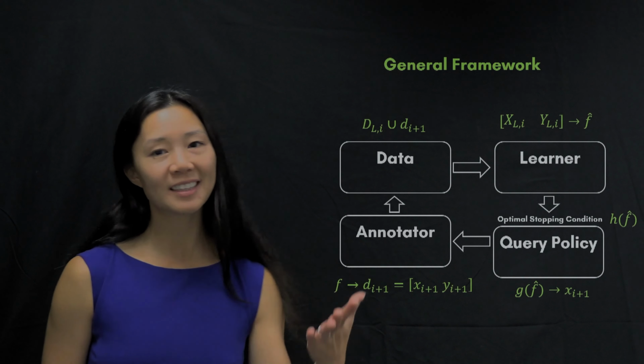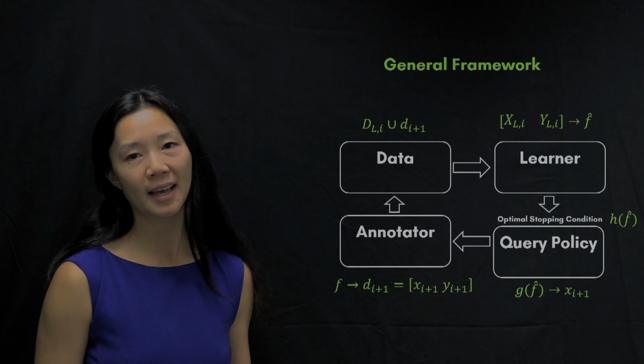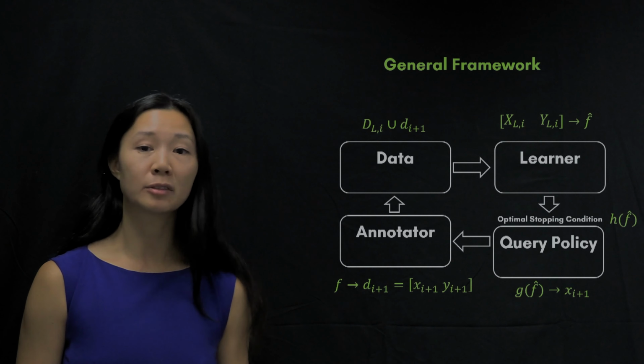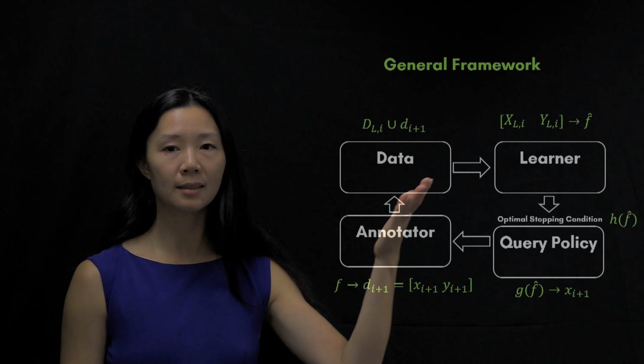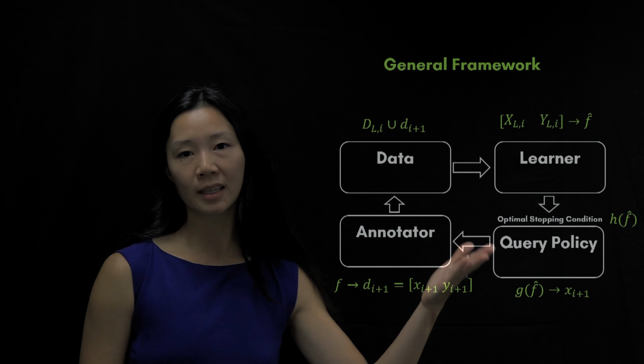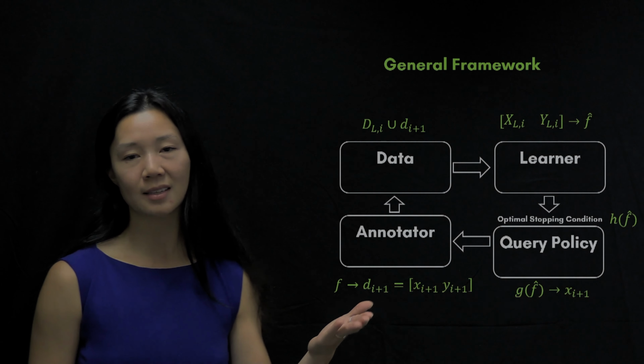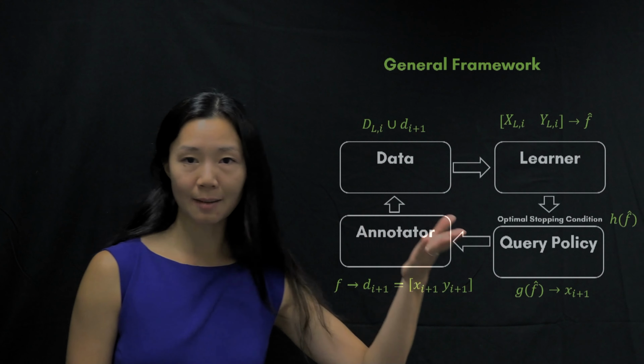As a reminder, here is the flow diagram that represents an active learning framework where we talked about data, how to learn, how to query, how to annotate, and how to stop.